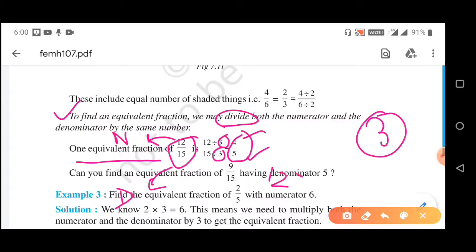Now 12 by 15 can be written like this also. We can multiply numerator and denominator by a same number. So we will get 24 by 30. This is also an equivalent fraction of 12 by 15.